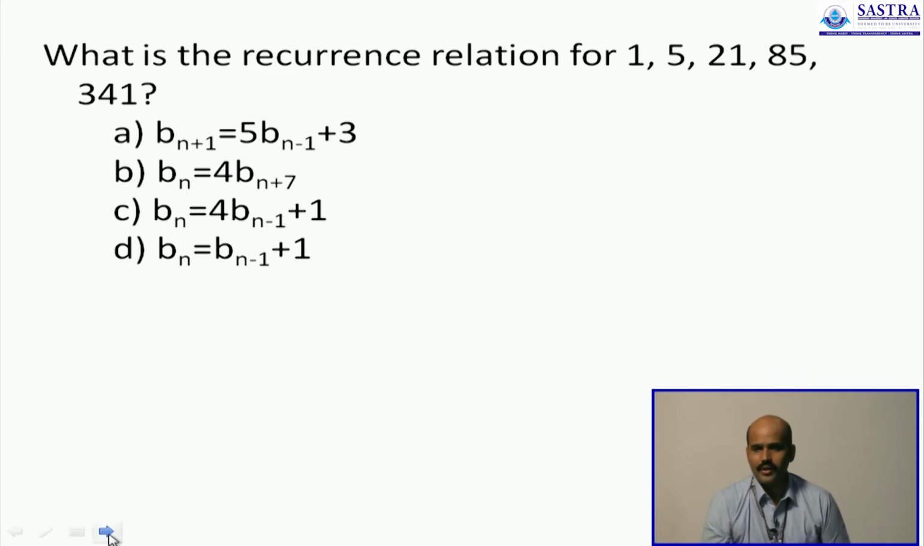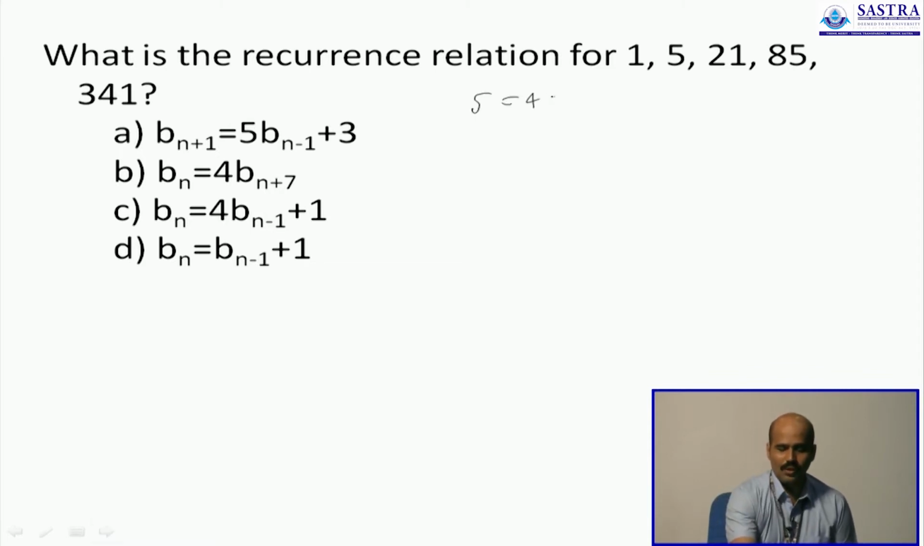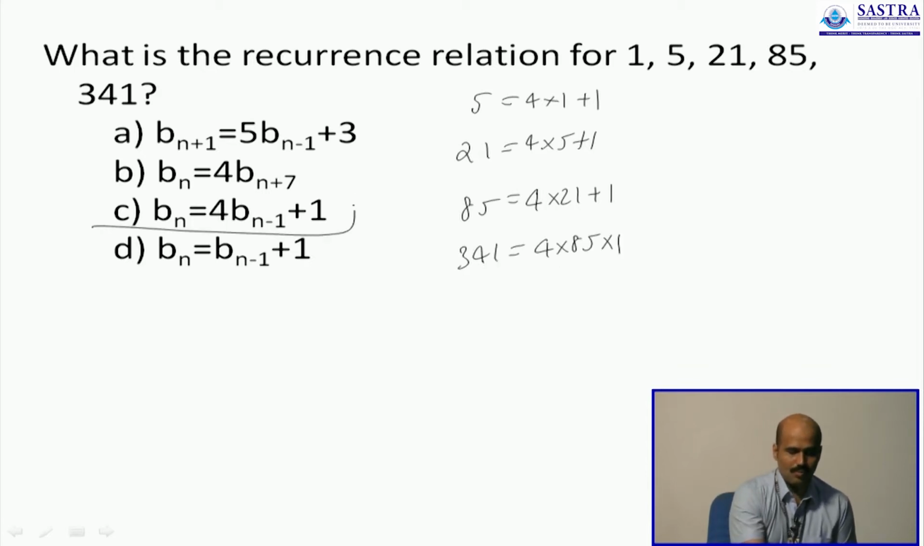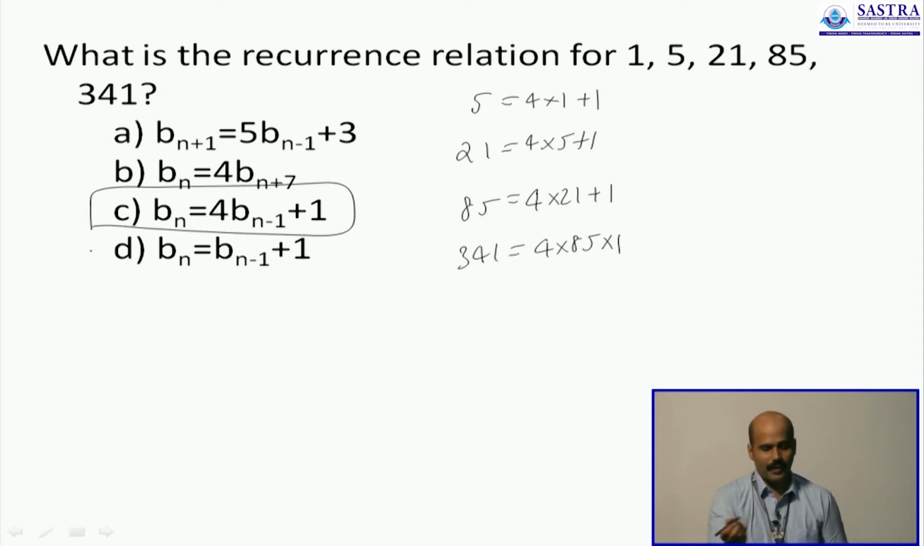And again a recurrence relation for 1, 5, 21, 85, 341, etc. 5 is 4 plus 1, 21 is 4 times 5 plus 1, 85 is 4 times 21 plus 1, 84 plus 1, and 341 is 4 times 85 plus 1. That corresponds to option C. That is once again right.